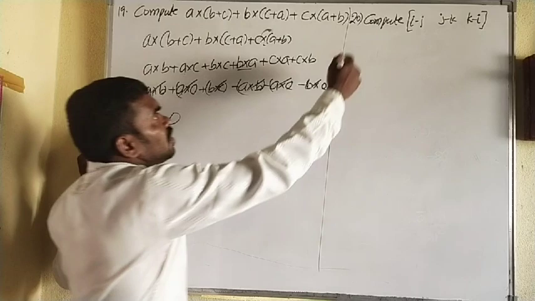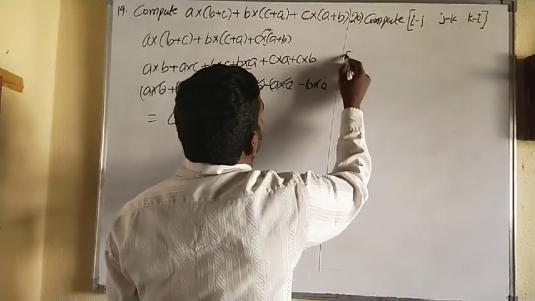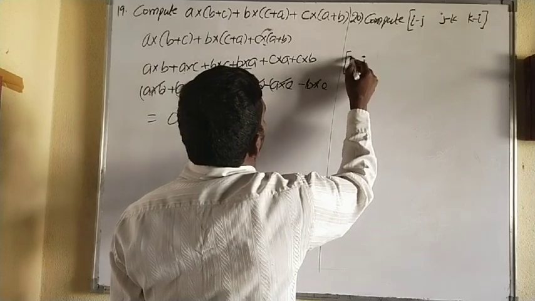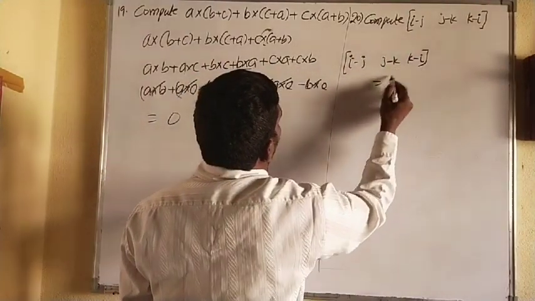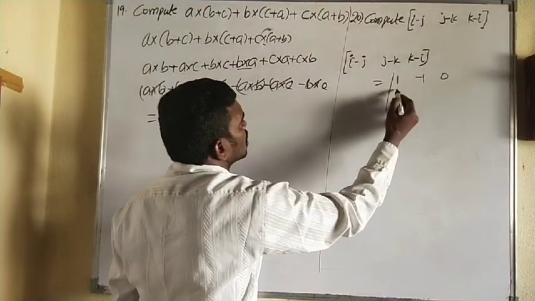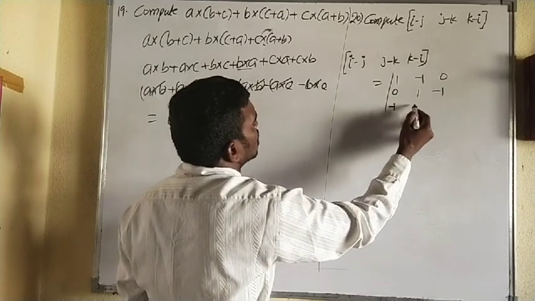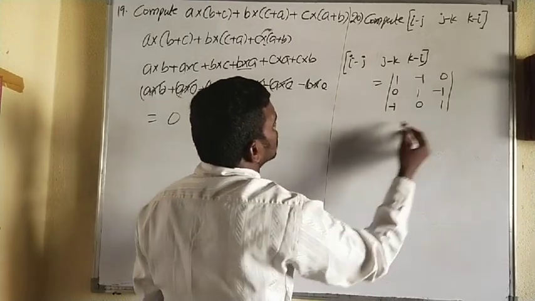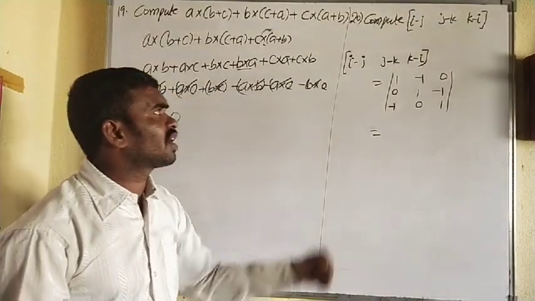Next, compute the box of (i minus j), (j minus k), (k minus i). So what do you mean by box? Determinant. Of i minus j, j minus k, k minus i, which is equal to the determinant: i coefficient 1, j coefficient minus 1, k coefficient 0. Next, i coefficient 0, j coefficient 1, k coefficient minus 1. Next, i coefficient minus 1, j coefficient 0, k coefficient 1.